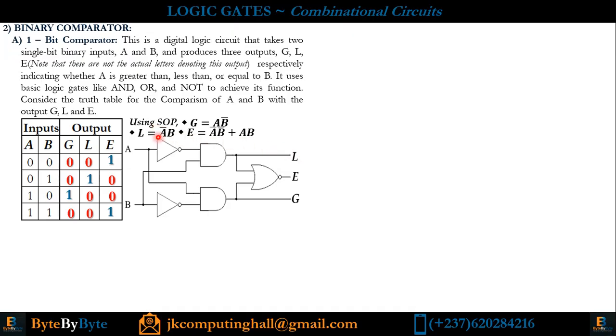Okay, let's understand the logic circuit. L is A bar B. This is A bar and B, as you can see. So this is L, A bar B. G, A B bar. This is my A and this is my B bar. E, on the other hand, E takes what? E takes L and G.